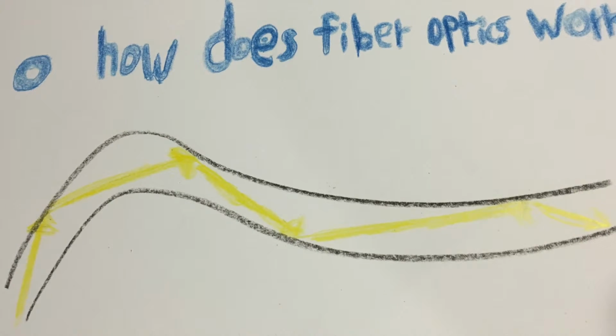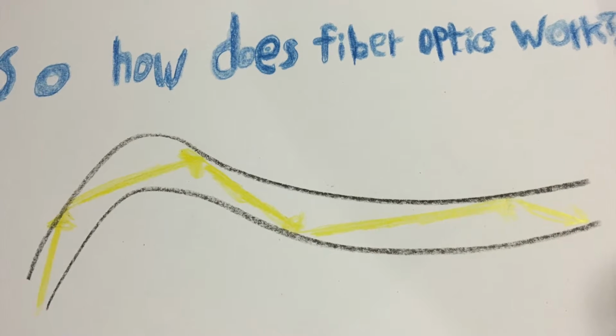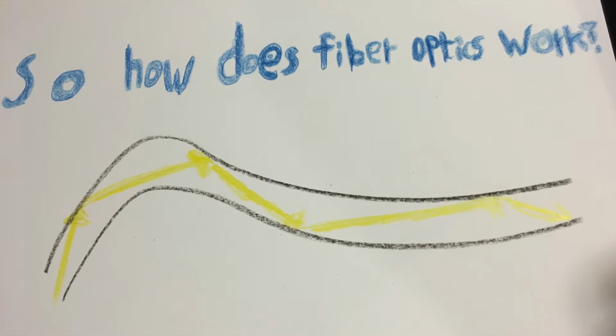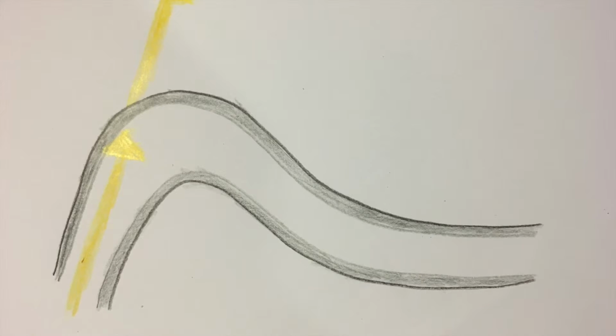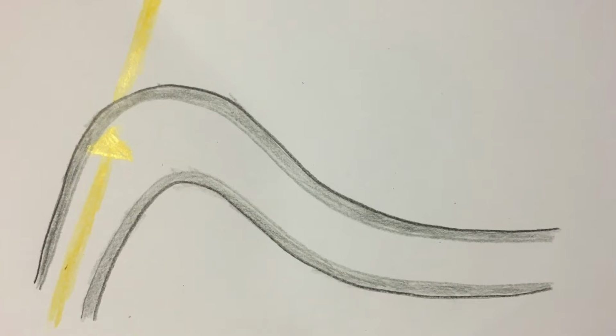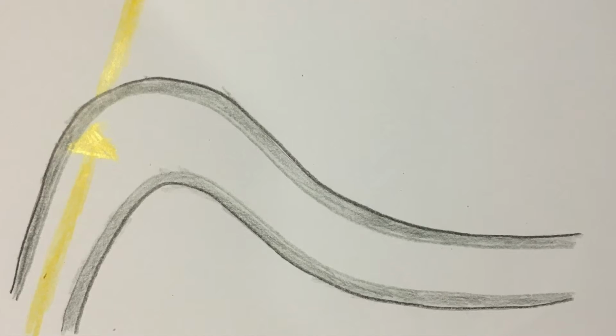So how does fiber optics work? Light travels down a fiber optic cable by bouncing repeatedly off the walls. Now many people think that when a beam of light is traveling in a clear glass pipe, the light will travel all of the pipe as we think that it would travel in a straight line.